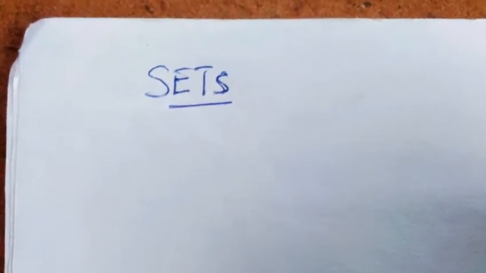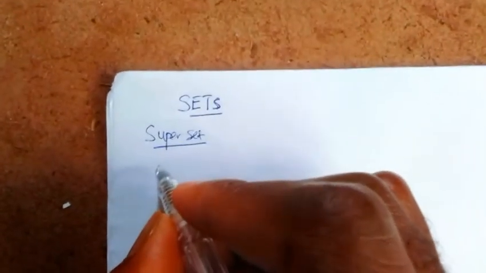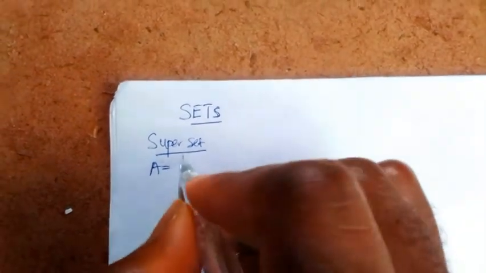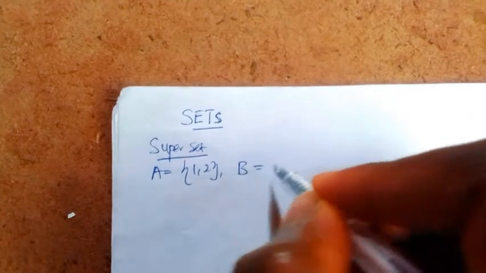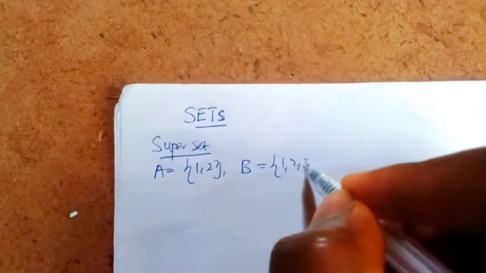You see the first types of sets we treated. For today's class, we'll be looking at subsets, proper subsets, equal sets, equivalent sets. Now, for supersets, when is a set said to be a superset? Given that set A is equal to {1, 2} and set B is equal to {1, 2, 3, 4}.